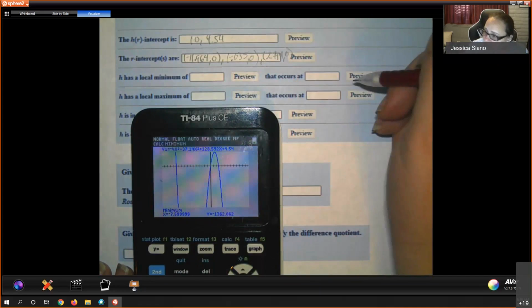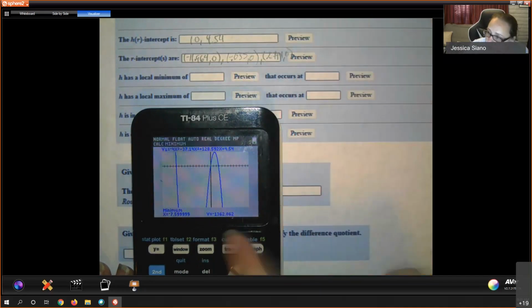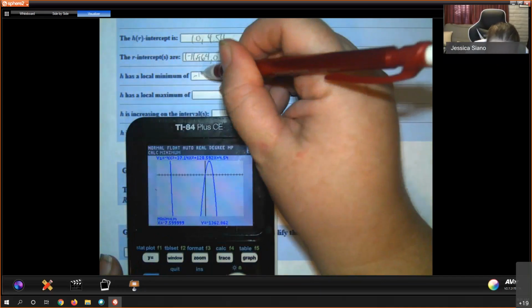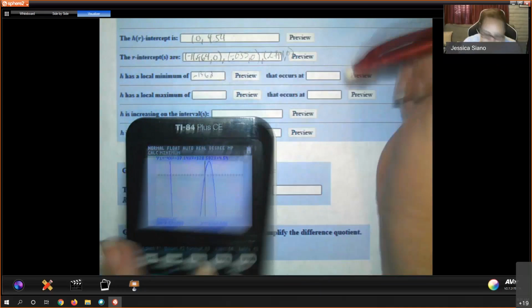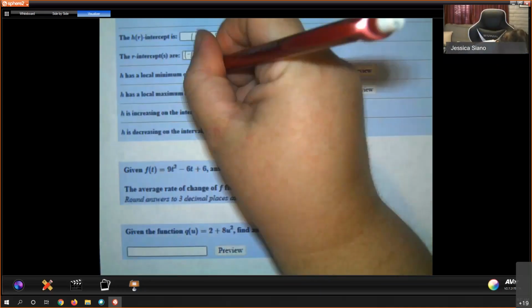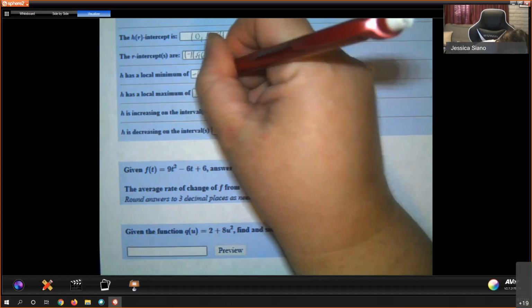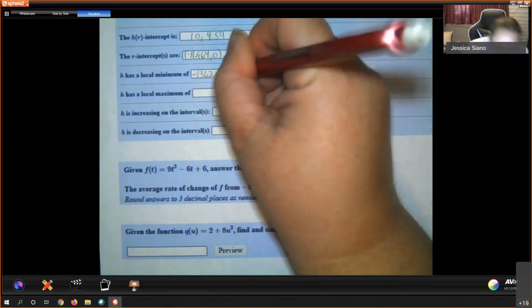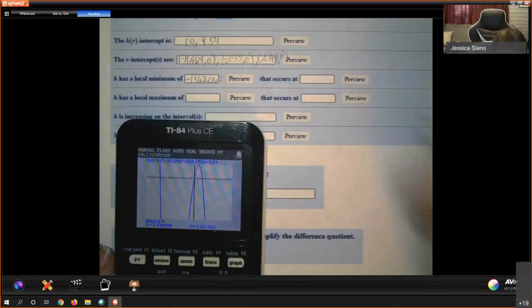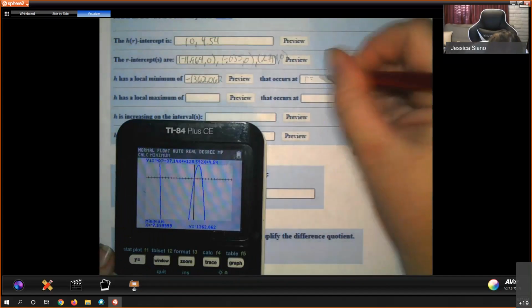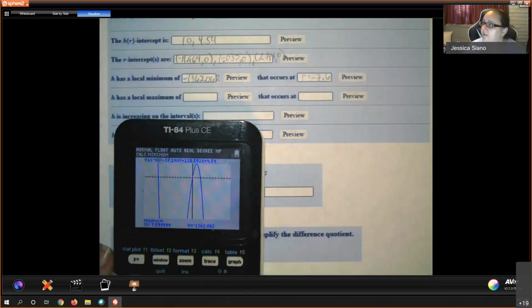So a local minimum of, remember of is the y value, -1362.062. Let me rewrite that so that you can actually read it. -1362.062. That occurs at, what letters did they give us here? R. R equals -7.6.